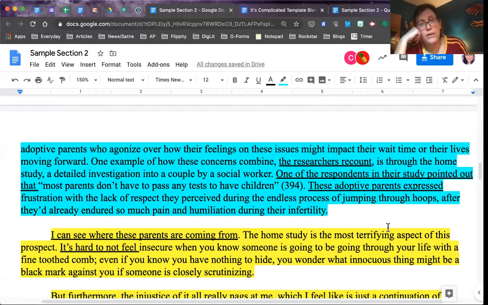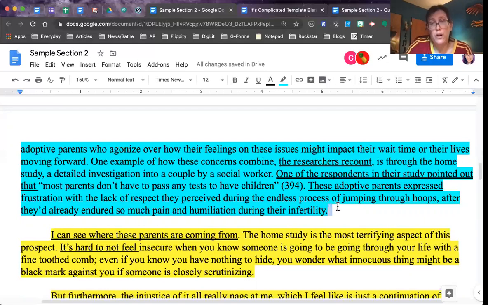One example of how these concerns combine, the researchers recount, is through the home study, a detailed investigation into a couple by a social worker. One of the respondents in their study pointed out that, quote, most parents don't have to pass any tests to have children, 394. These adoptive parents expressed frustration with the lack of respect they received during the endless process of jumping through hoops, after they'd already endured so much pain and humiliation during their infertility.